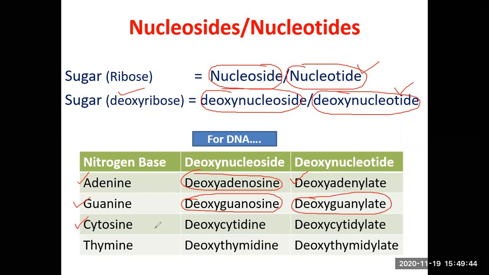Similarly, for cytosine, when it combines with sugar deoxyribose, the nucleoside is deoxycytidine. And when it combines with phosphate, what you get is deoxycytidylate, or deoxycytidine monophosphate. Similarly, for thymine, when it combines with sugar deoxyribose, the nucleoside you get is deoxythymidine. And when it combines with phosphate, the resulting compound is called deoxythymidylate, which is a deoxynucleotide. Or you can also call it deoxythymidine monophosphate, diphosphate, or triphosphate, depending upon the number of phosphate groups attached.